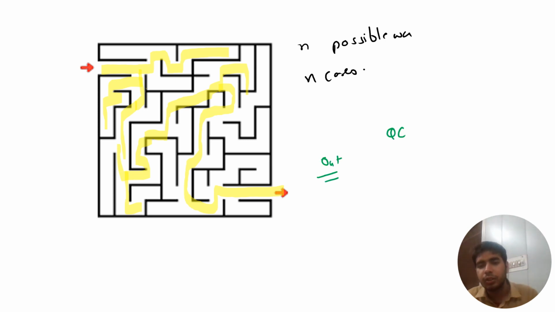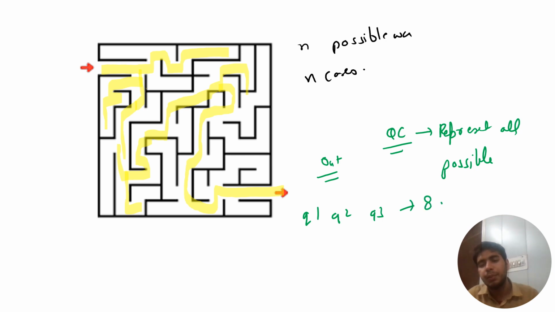So basically, a quantum computer can represent all possible states simultaneously. If I'm writing Q1, Q2, and Q3, then it will be able to represent 8 possible states at once, simultaneously.